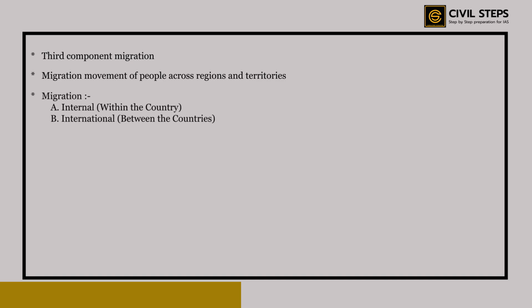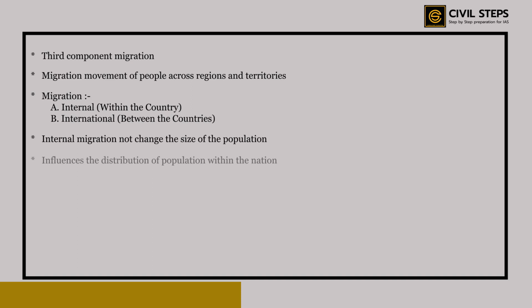Now, let us talk about the third component of population growth, that is migration. Migration is the movement of people across regions and territories. Migration can be both internal, that is within the country, or international, that is between countries. Internal migration does not change the size of population, but it does influence the distribution of population within the nation. Migration plays a very significant role in changing the composition and distribution of population.